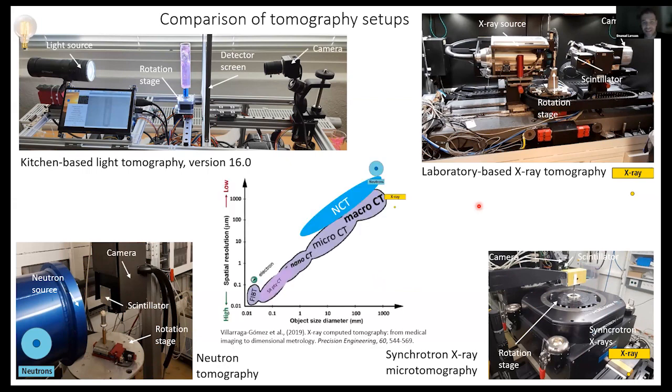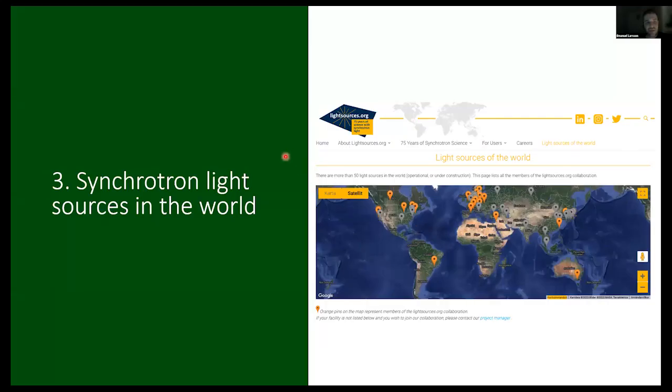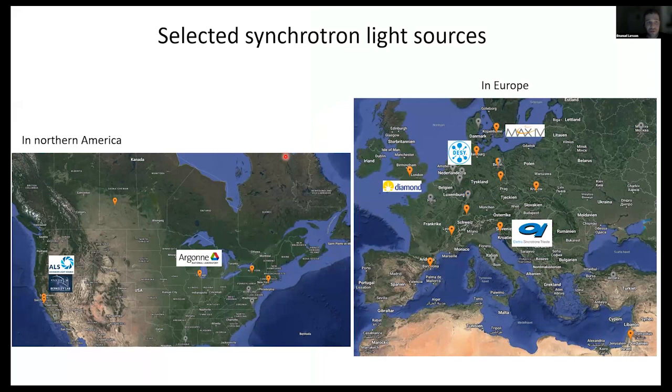And I also modified this plot from this article, as cited here, by Villarraga Gomez, and I added neutron tomography and also my KBLT scanner, where I approximate where it can be placed with respect to the diameter of the samples that will be scanned, and on Y, the expected resolution. To highlight where there are synchrotron light sources: there are around 50 across the globe, and I will give a few examples here in Europe on the right side, and also in North America.